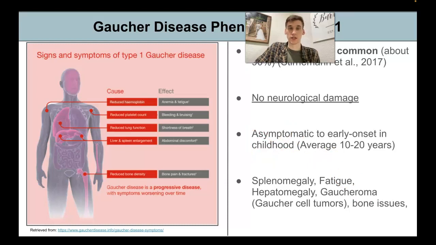It can sometimes, I shouldn't say it doesn't, but sometimes it does not appear until about 10 to 20 years. It can appear early on, you can see symptoms, but generally you're not going to see symptoms until they're above the age of 10.